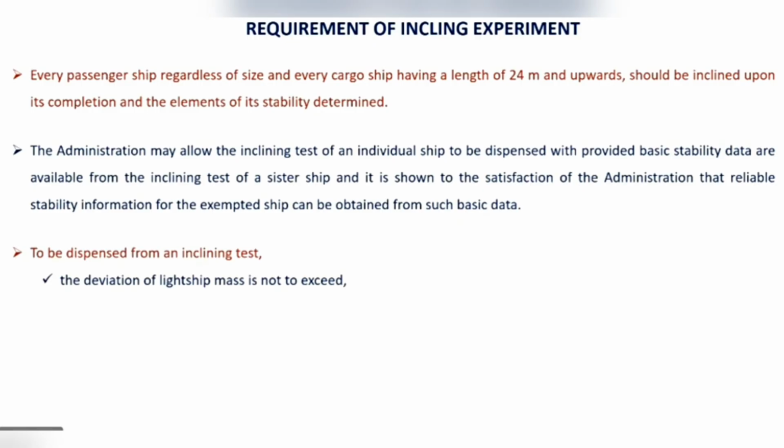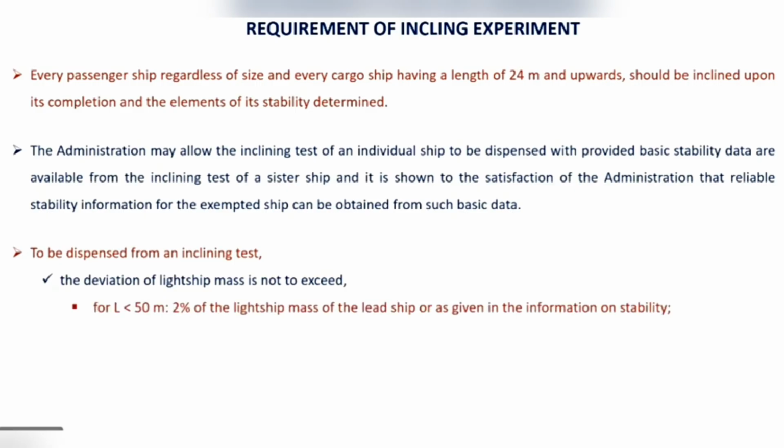Above point, which we just said: from the inclining experiment, the deviation of the light ship mass, the light ship displacement, between which two ships? The ship seeking exemption from the inclining experiment and the ship whose result is intended to be used. The ship whose result is intended to be used is called the lead ship. For a ship less than 50 meters in length, the maximum deviation in the light displacement allowed is only 2% of the light ship displacement of the lead ship.